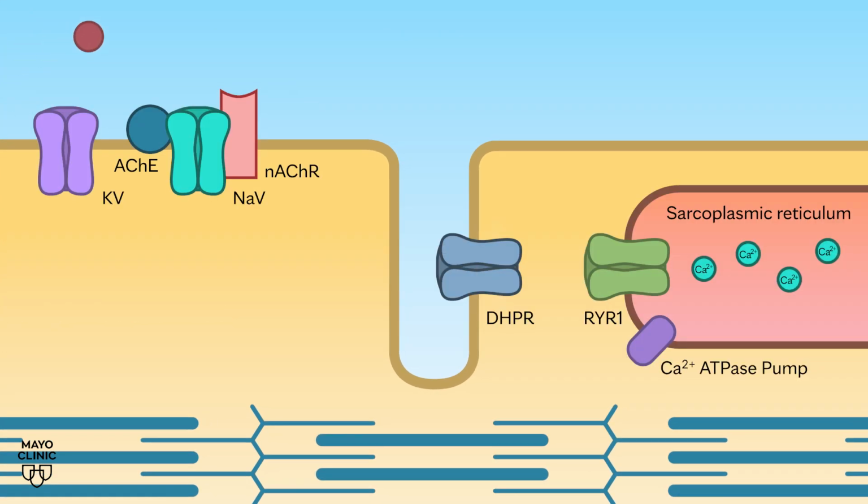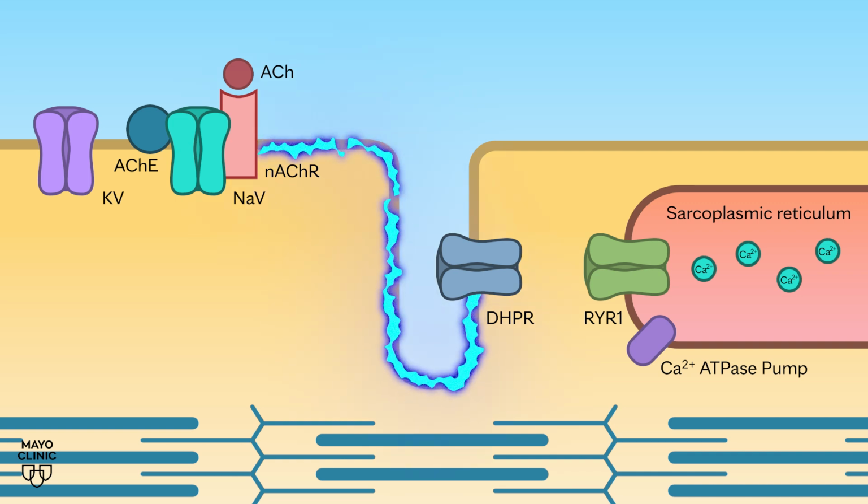Acetylcholine binds to the nicotinic acetylcholine receptor and opens voltage-gated sodium channels, allowing influx of sodium molecules into the cytosol. This initiates depolarization of the muscle cell, shown here by the blue wave.